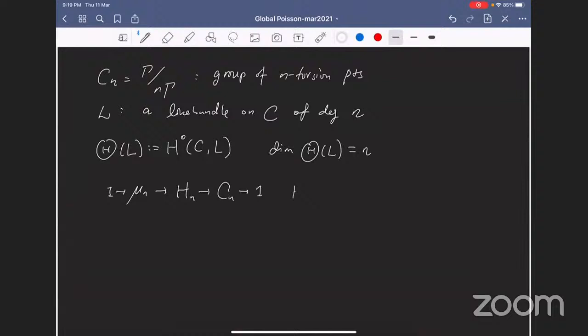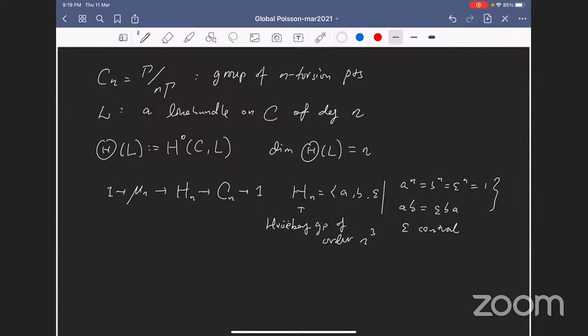By that we mean the group Hn generated by three elements, A, B, and epsilon, where all of them are torsion. So the nth multiple of them is equal to one. Moreover, A and B commute up to epsilon. So here epsilon commutes with everything. So this group is usually called the Heisenberg group of order n cubed. And here mu_n is a cyclic group of order n. Okay, and the map from Hn to Cn is sending A to 1 over n and B to 1 over n times tau.